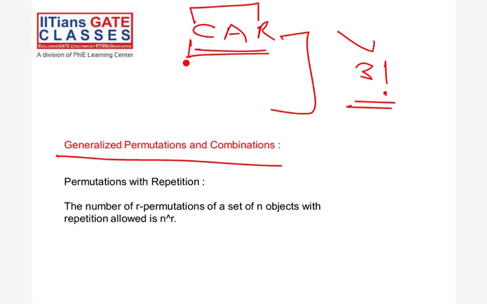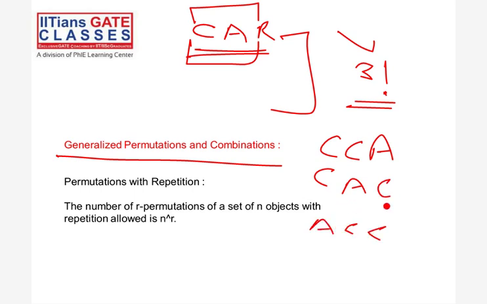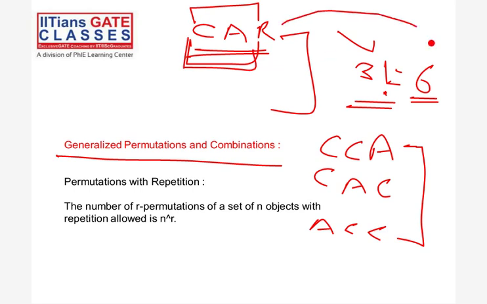But here all the elements are distinct. That's why this formula works. But what will happen if two elements are the same? For example, CCA. How many different arrangements can you make? For example, CCA is one arrangement, CAC is one arrangement, ACC is one arrangement. Can you make any more? Remember, 3 factorial is 6. When all three elements are distinct, you get 6 arrangements.